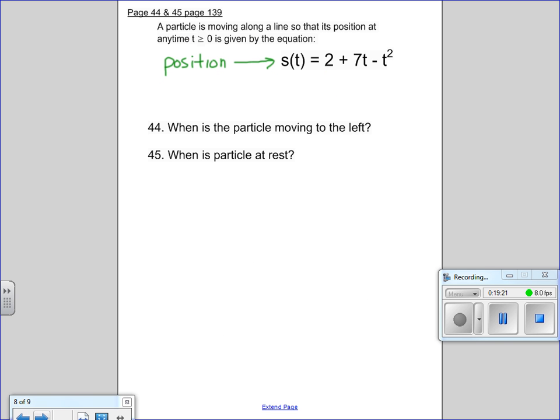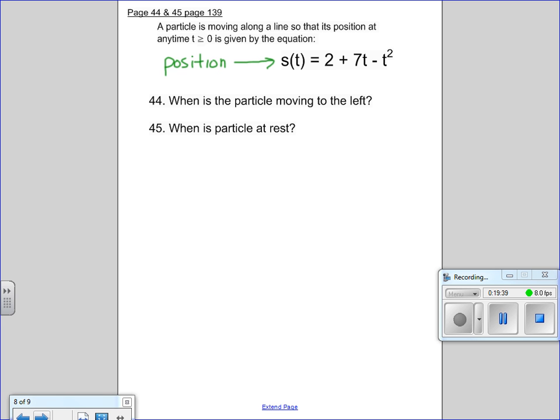All right, last page. These are two problems on your assignment, I think 44 and 45. You have a position function, and the first question is, when is this particle moving to the left? Now we know that a particle is moving to the left whenever the velocity is negative. So we want to find out where that velocity is negative.